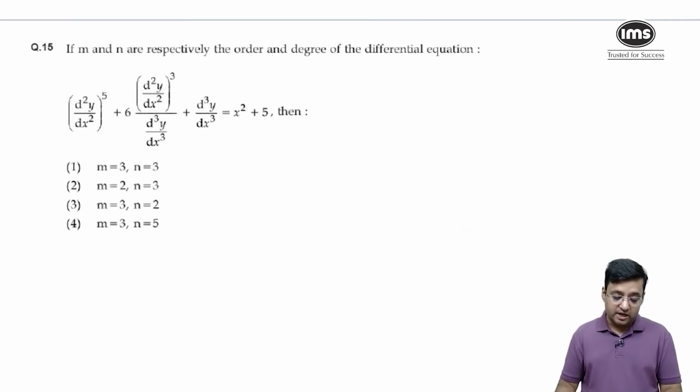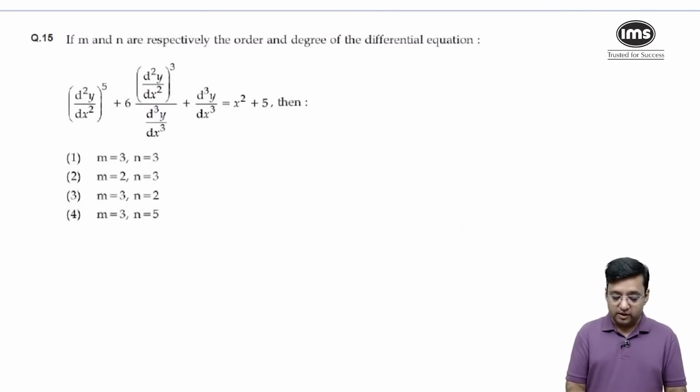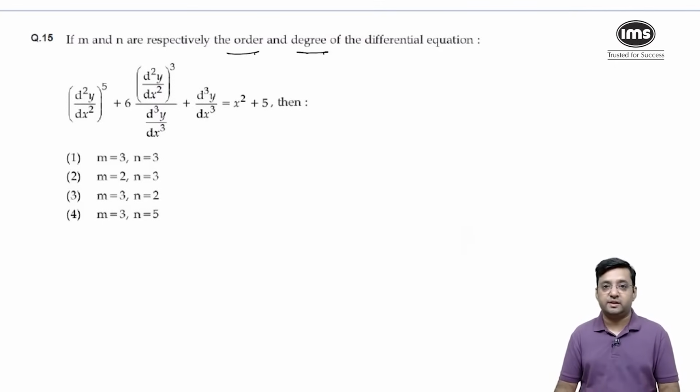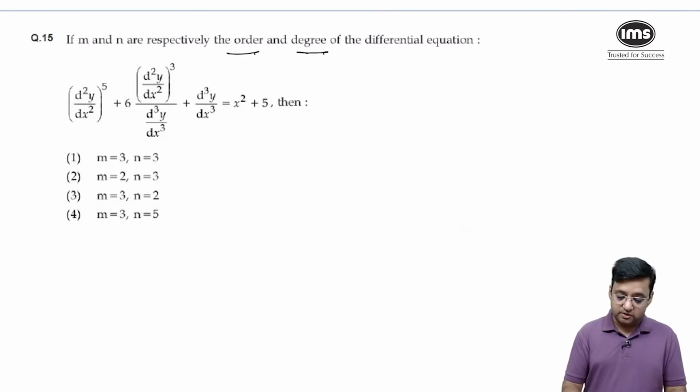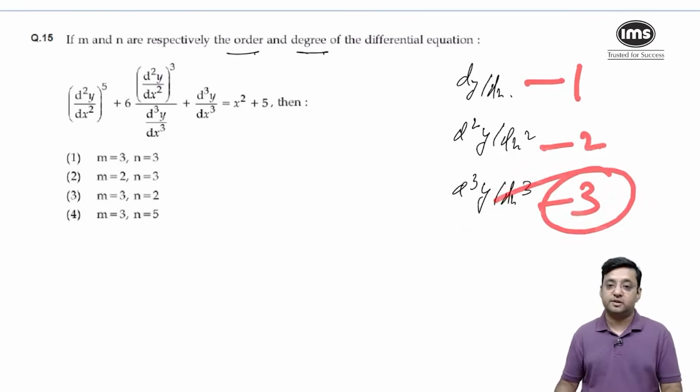Now coming to the last question. The last question is again a differential equation question. In this, we just need to find the order and the degree. Now order is something which we differentiate. How many times we differentiate? If we differentiate something just one time, this will be this. When we differentiate a second time, it will be x square, and when we differentiate a third time, it will become x cube. So this has order 1, this has order 2, and this has order 3.